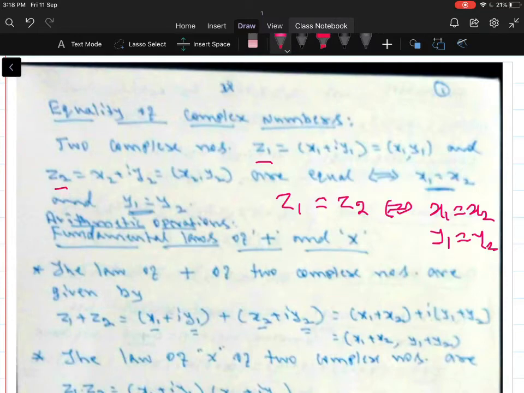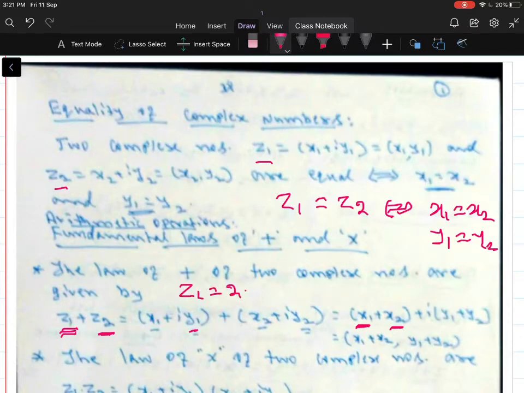Now let us move to the arithmetic operations. Complex numbers can be added, subtracted, multiplied and divided also. Now let us see how we can add two complex numbers. Addition of two complex numbers z1 and z2 is nothing but adding the corresponding real parts of z1 and z2 and adding the corresponding imaginary parts of z1 and z2. It means (x1 + x2) + i(y1 + y2).